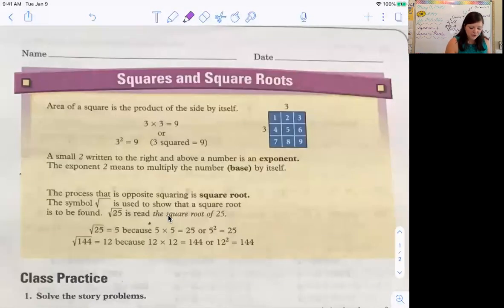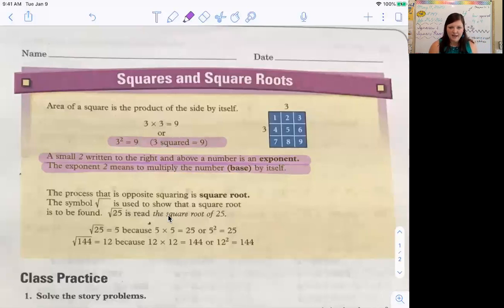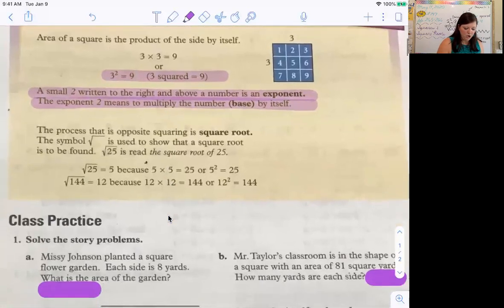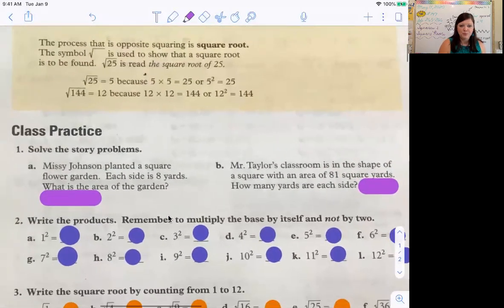Okay. We're only going to talk about just the first top of this yellow box really quickly, and then we're going to go down to section 2. So just to review, let's go down to the middle part. A small 2 written to the right and above a number is an exponent. The exponent 2 means to multiply the number or the base by itself. So 3 squared is equal to 9. Okay, we're going to come back to this yellow box in just a moment, but for right now, go down to section 2. Section 2.